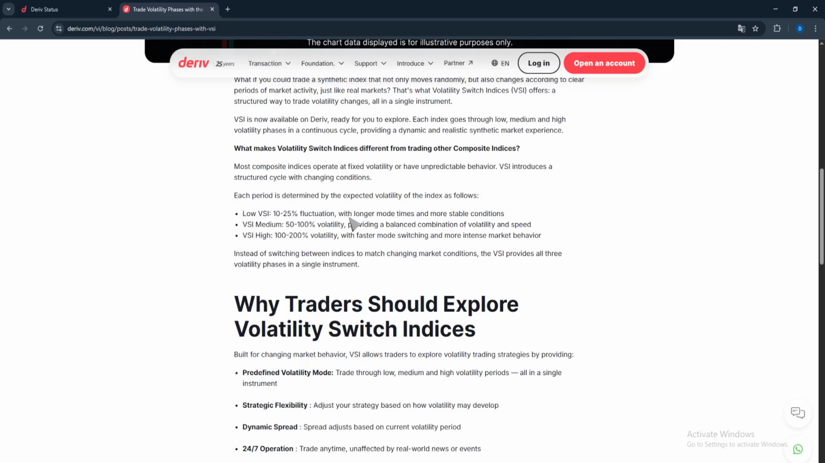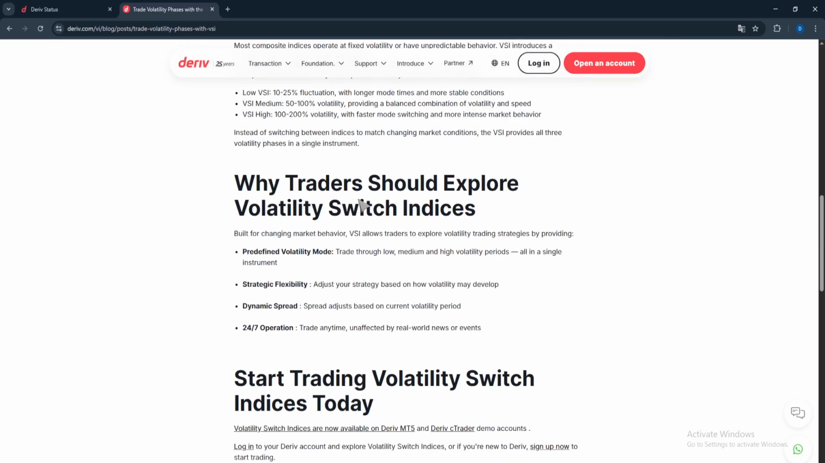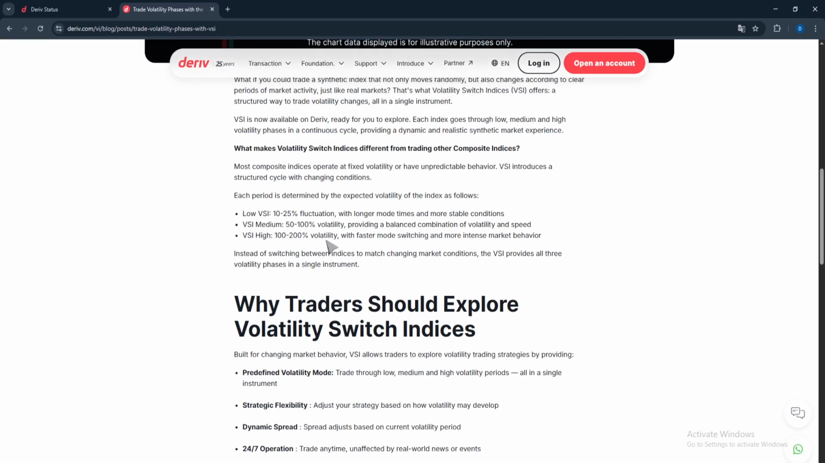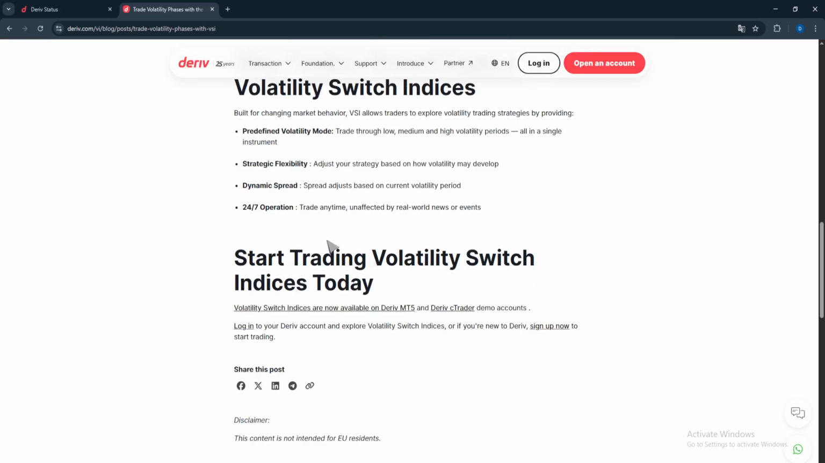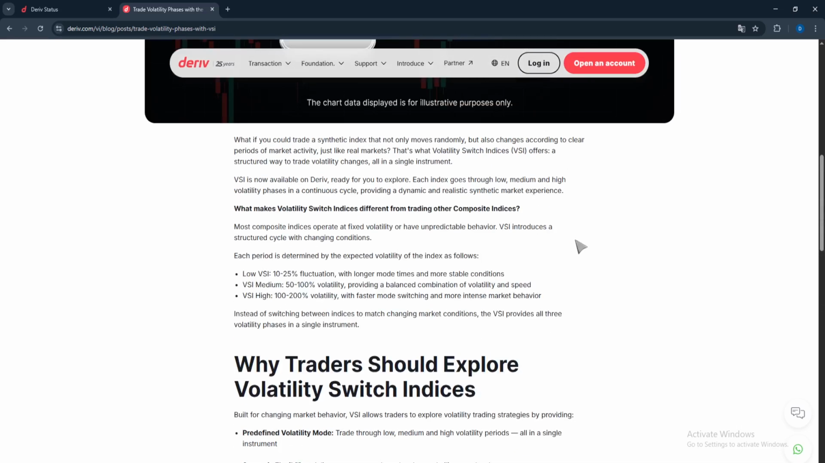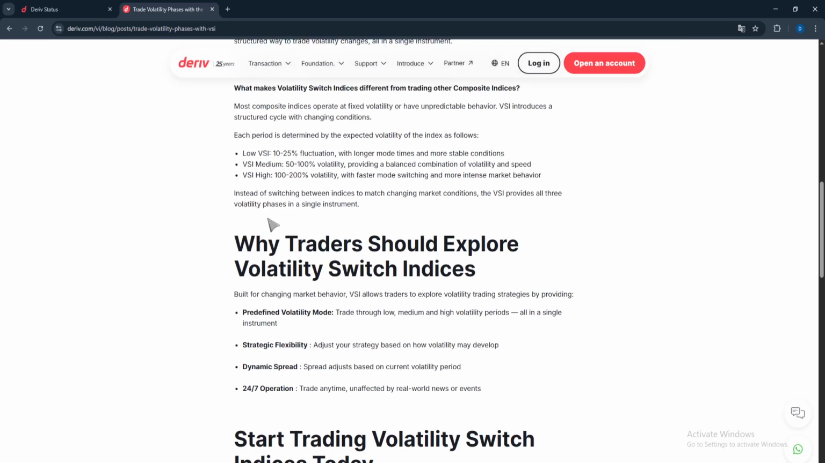I'll be covering more of this, so just go check it out, go read the article. As you can see, these volatility switch indices will allow you to trade all the best volatilities at once. It is available in the Deriv MT5 and the Deriv CTrader, so please go check it out. Instead of switching between indices to match changing market conditions, the volatility switch index provides all three volatility phases in a single instrument.